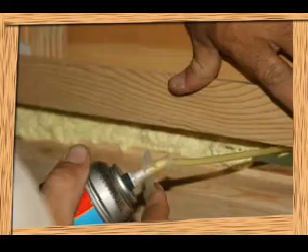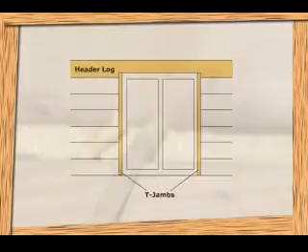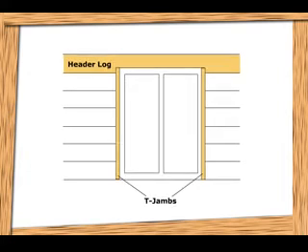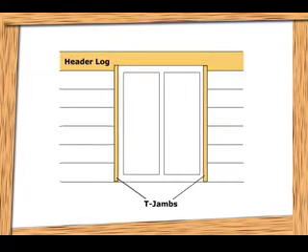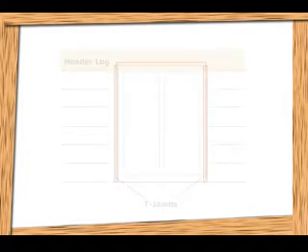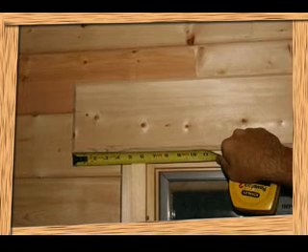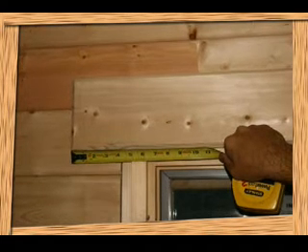With the window fastened, it's now time to insulate the gaps around the window. Now that the area around the window casing is completely insulated, apply a bead of caulk on the outside edge of the T-jambs and across the top of the header log to provide a weather-tight seal when the window trim is installed. With the caulk applied, install window trim on the exterior of the cabin.